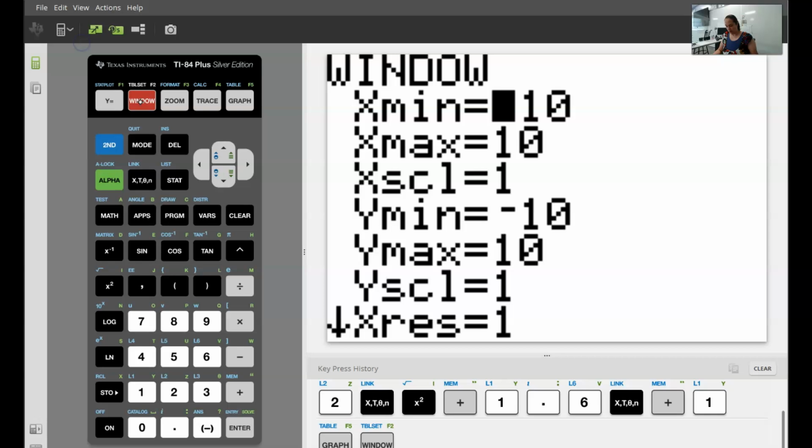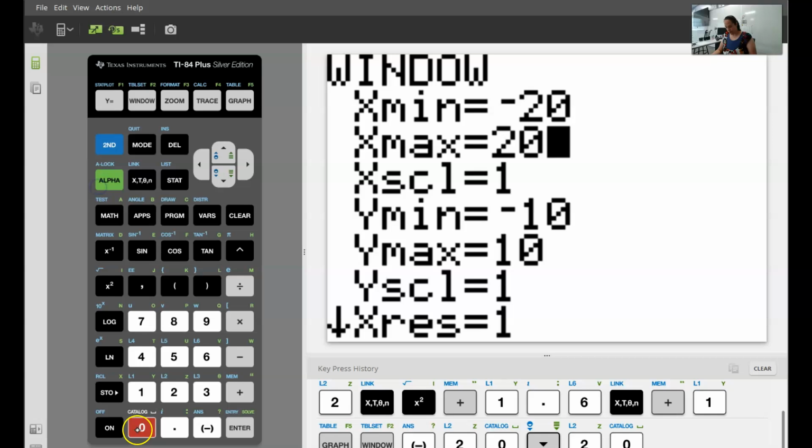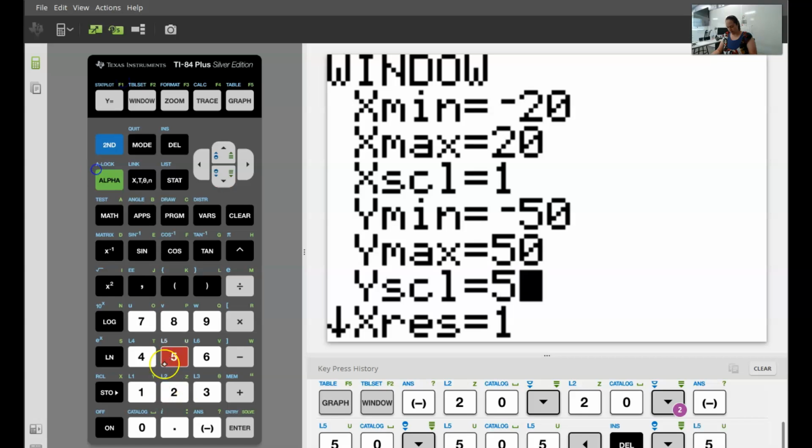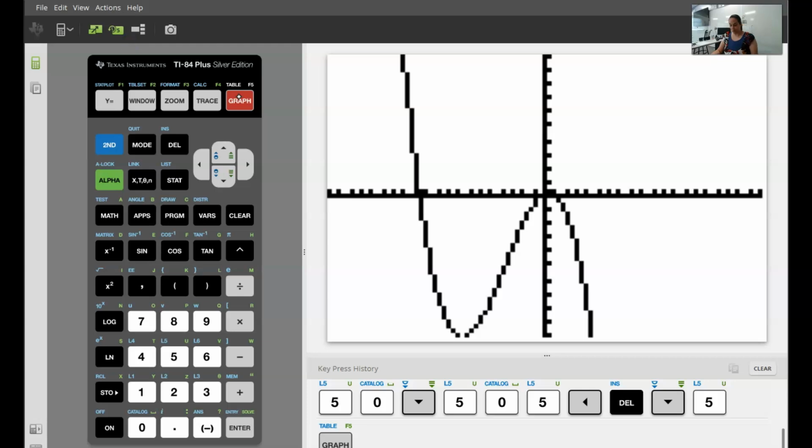So we're going to go to window, and let's just double our x's. So negative 20 to positive 20. We can still stay by 1s, it's not too bad. And we know this is cubic, which means that it's going to grow fairly quickly. So let's do our y values pretty big. So let's do negative 50 to positive 50. And that is a lot of little tiny tick marks. So let's do by 5s instead of 1s. So then we don't have as many tick marks. So now let's graph.